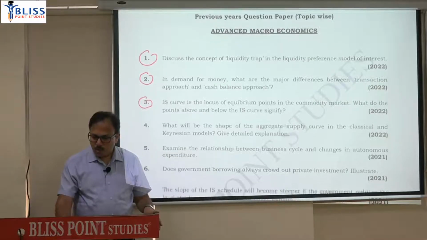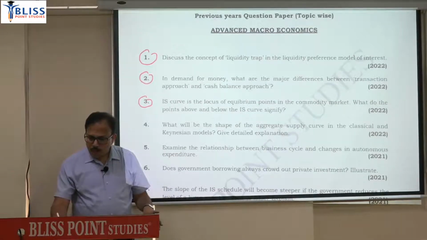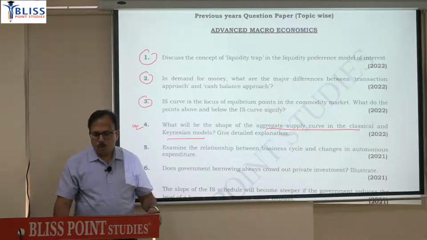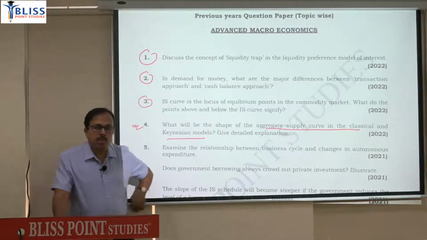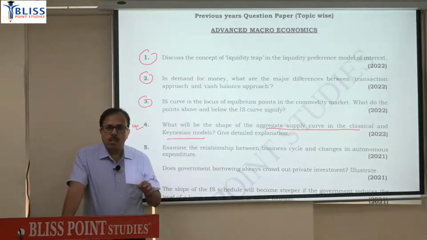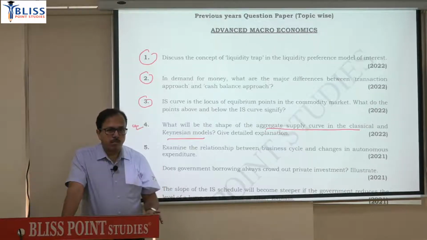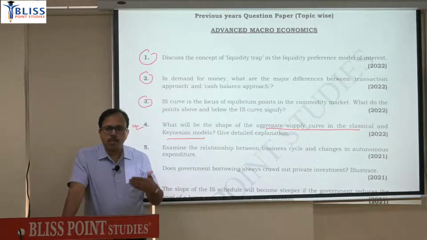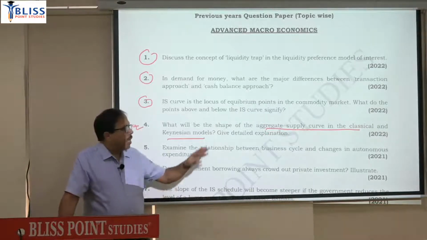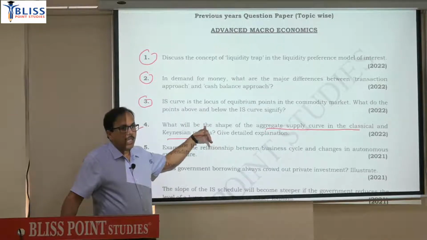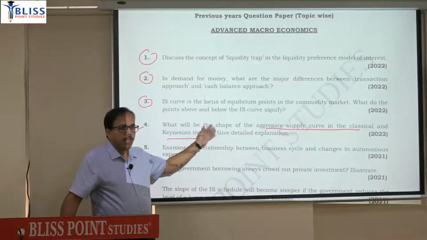मैक्रो का क्वेश्चन. The shape of aggregate supply curve in the classical and Keynesian model. What will be the shape of aggregate supply curve in the classical and in the Keynesian? One part of that question we will answer in this lecture. That is, what is the shape of aggregate supply curve in the classicals. We will be starting with the classical, so you can answer this question after the end of the class. The one part, that is shape of aggregate supply curve in the classical approach.